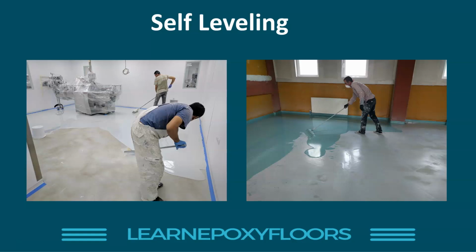So with self-leveling, you pour the floor down. You don't just use a roller. You pour the floor and you spread it out to get the required thickness.